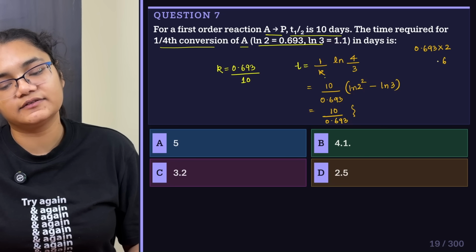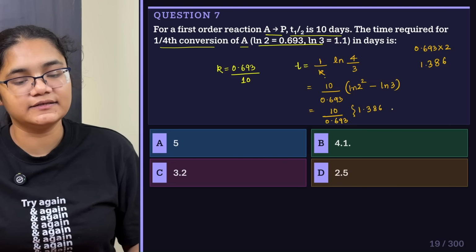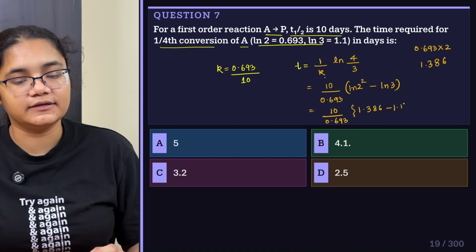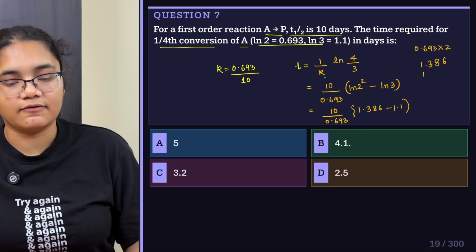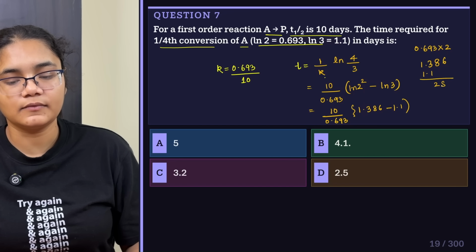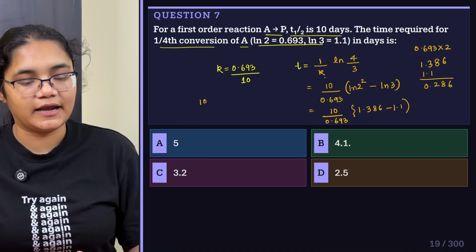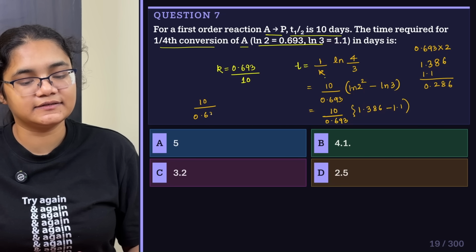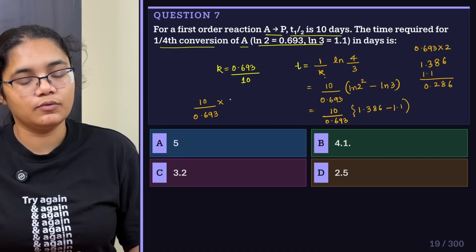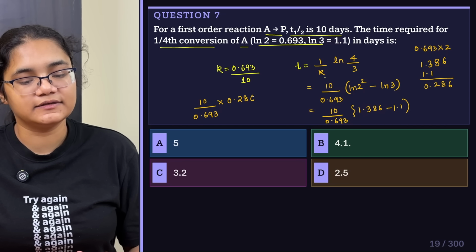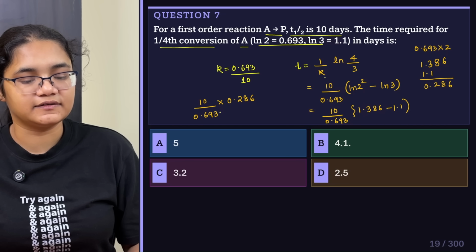So that gives me 1.386 minus ln of 3 is 1.1. So I will have 1.1. So that gives me 0.286, right? So I will have 10 divided by 0.693 into 0.286. So if you see 2 3s are 6, 2 9s are 18, 2 6s are 12, plus 1 is 13.